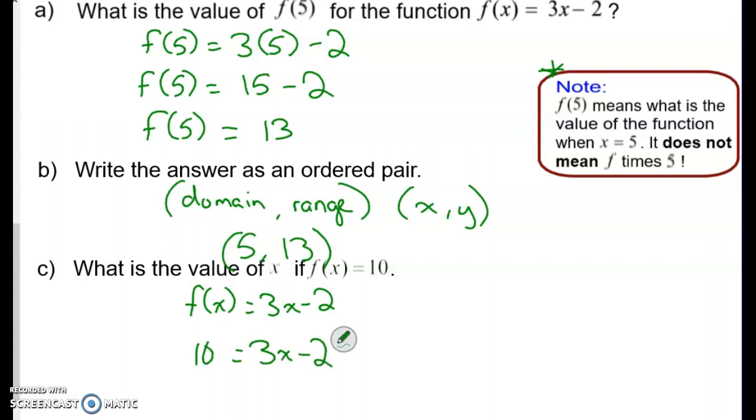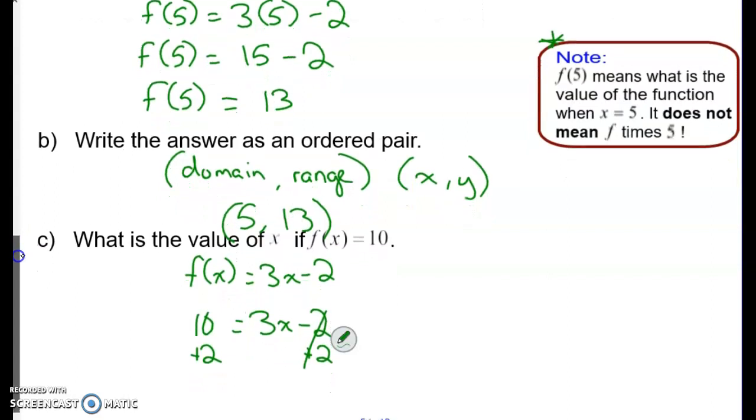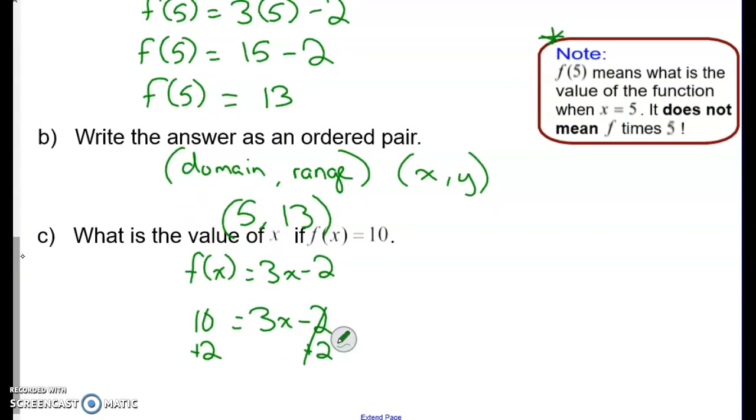Now we're going to solve for x, so we're going to add 2 to both sides to make that a 0 pair. We're going to get 12 equals 3x. We're going to divide each side by 3, and x is going to be equal to 4.